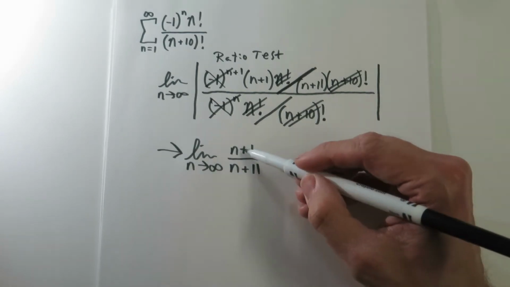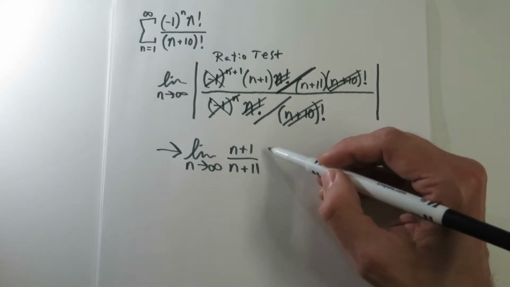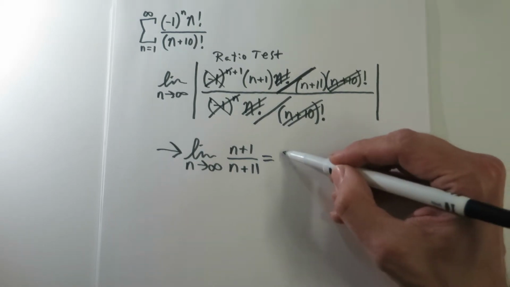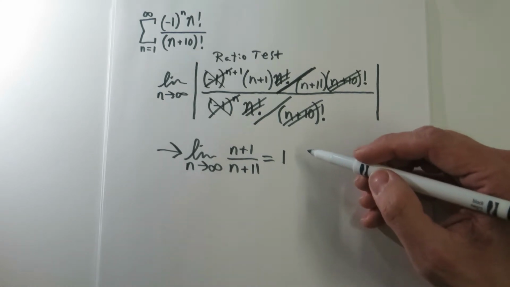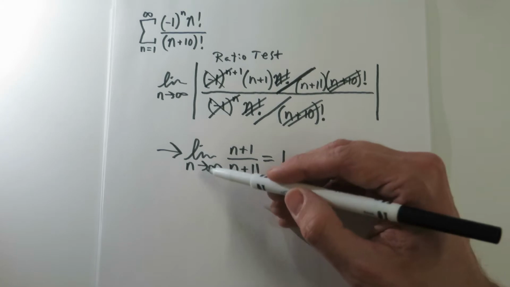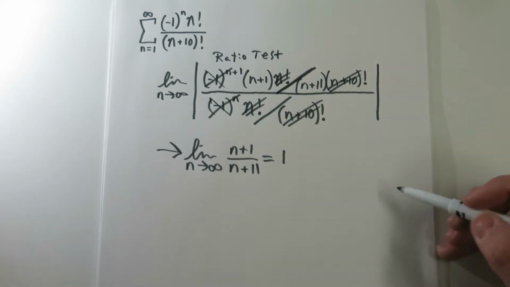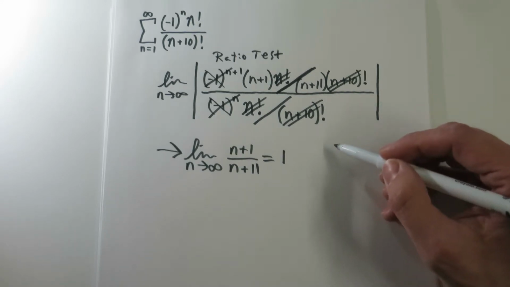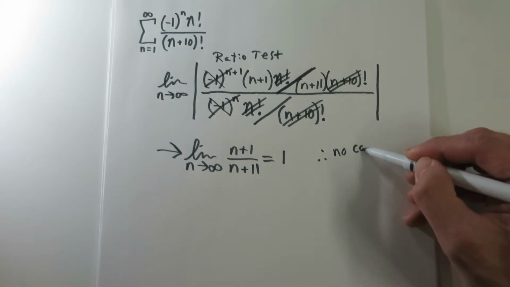And as n goes further and further to infinity, this 1 and this 11 become increasingly insignificant, and what this goes to is just n over n, which is 1. Well, we know just by the definition of our ratio test that if the limit as n approaches infinity of all of this goes to 1, then our test would be inconclusive. And if the ratio test is inconclusive, then we also know that the root test would be inconclusive as well. So here we have no conclusion.